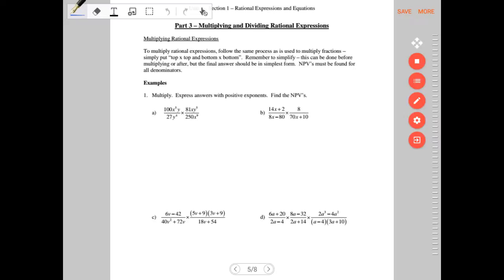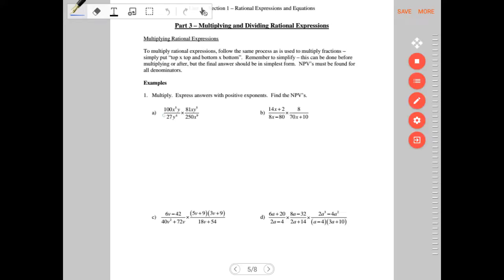You can simplify before you multiply or after, but don't forget your answer should always be in the simplest form. I like to simplify beforehand. It just makes simplifying easier, because you have bigger terms if you multiply first. Don't forget, NPVs must be found for all denominators. All right, let's get rolling. In our first example, we're going to multiply, express answers with positive exponents, so there should be no negative exponents, and find NPVs.